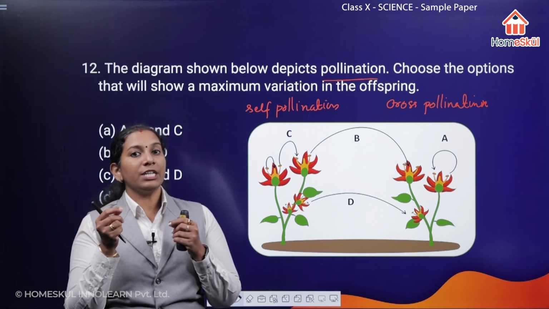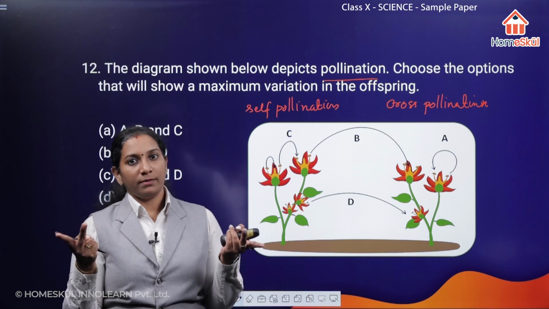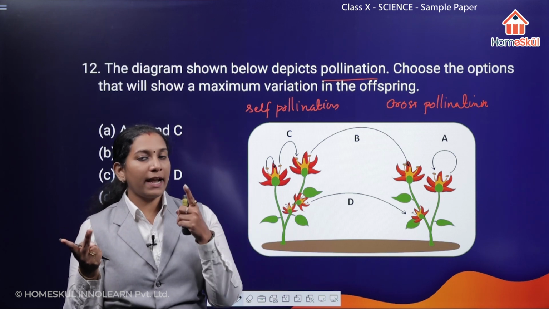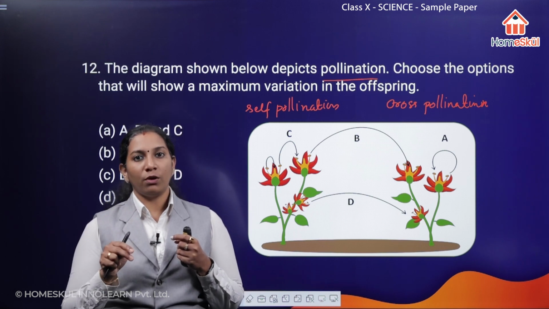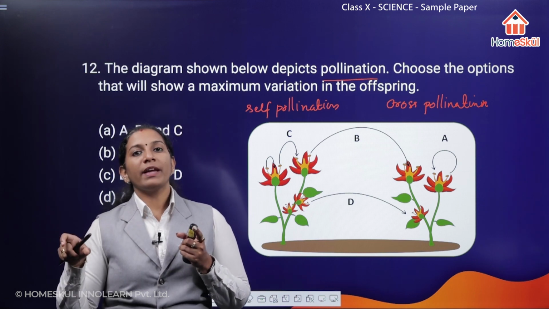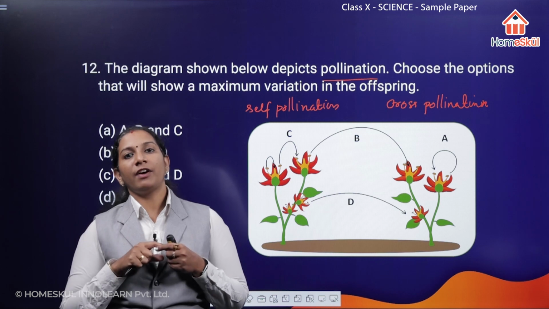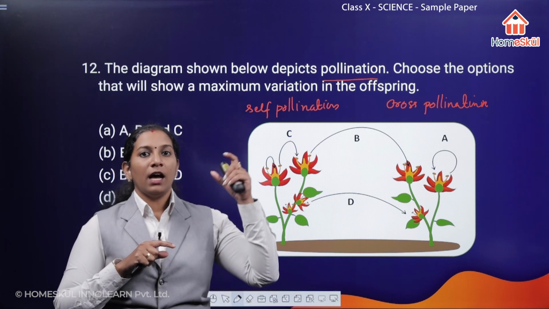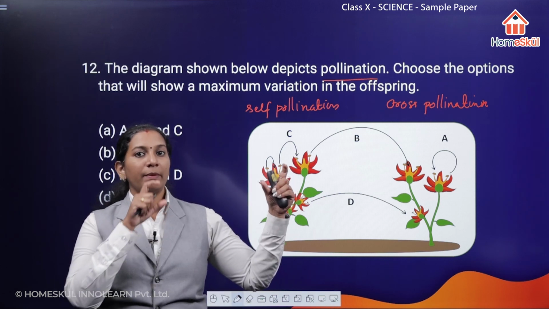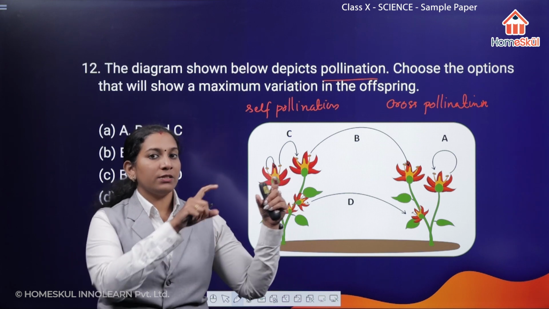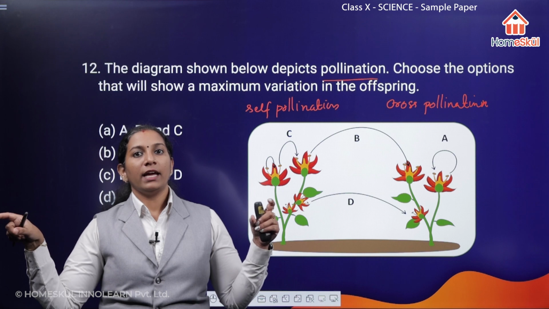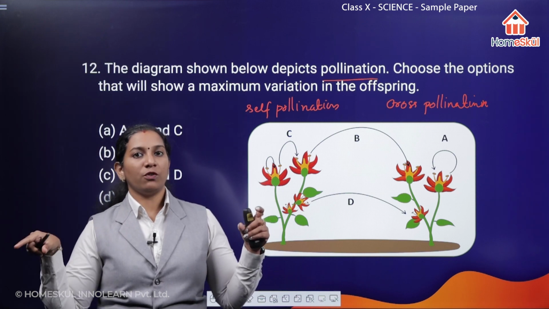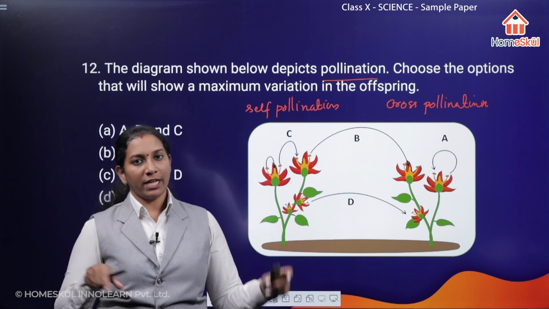But in cross-pollination, two plants are involved. In self-pollination, only one single plant is involved, but in cross-pollination, two different plants are involved. So there will be more variation. In cross-pollination, you can find more variation because one plant will have one kind of pollen grains that will be deposited on the stigma of another plant. So there will be some sort of variation, right?